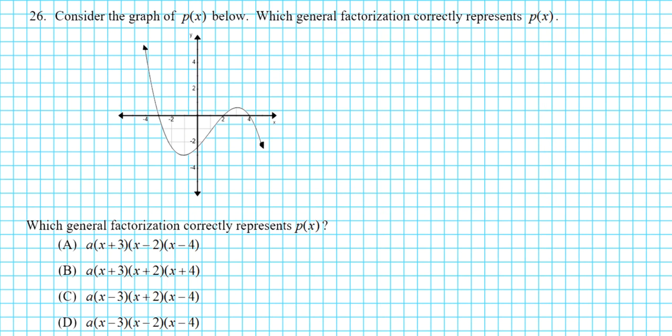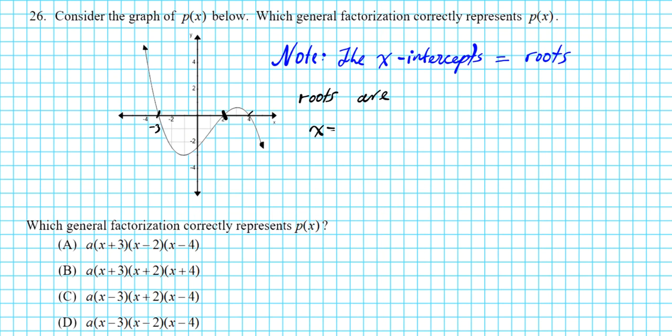So you want to note the following. The x-intercepts of a polynomial function is the same thing as the roots. So we have 1, 2, 3 x-intercepts, which means we have 3 roots. This is -3 right here. So our roots are the x-intercepts, x equals -3, x equals +2, and x equals 4.